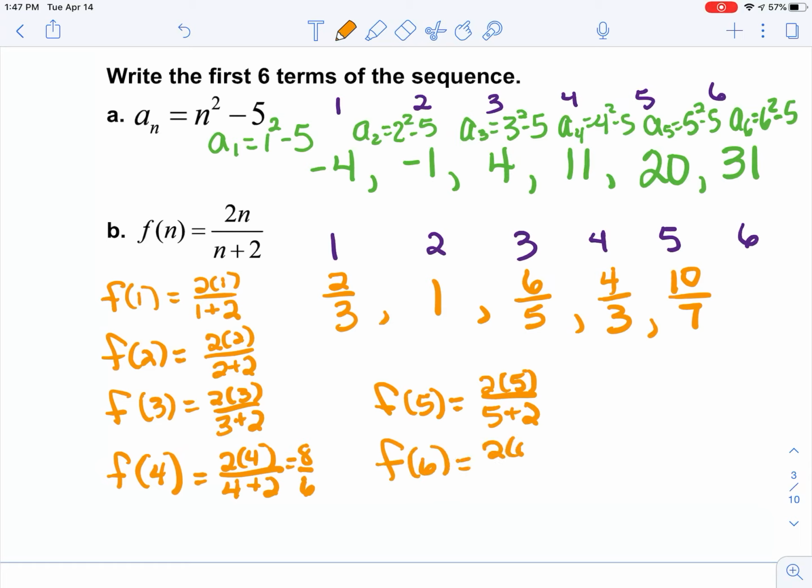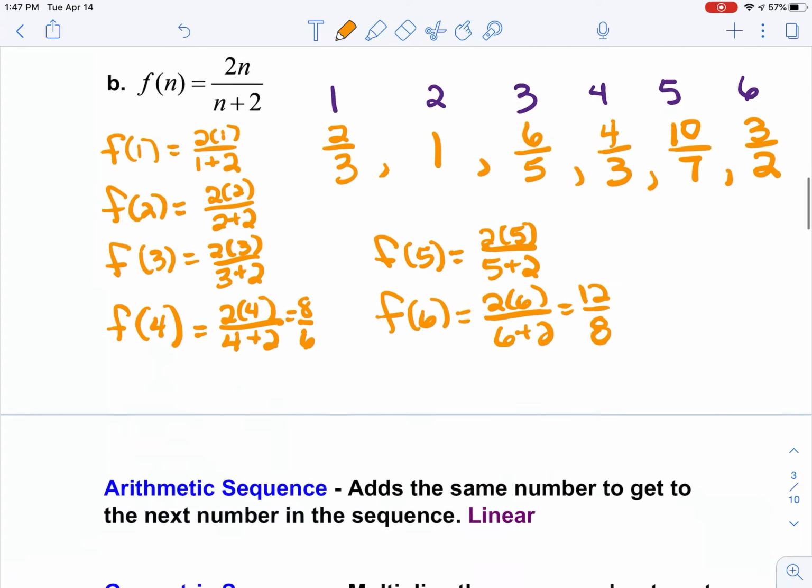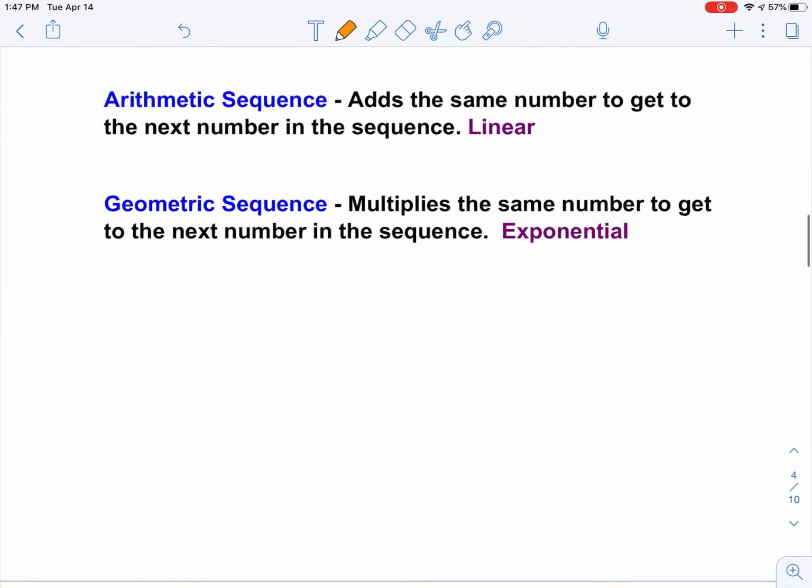And f of 6 is 2 times 6 over 6 plus 2. That gives me 12 over 8. Reduce. And my last one is 3/2. So your domain is 1, 2, 3, 4, 5, 6. Your range would be the sequence 2/3, 1, 6/5, 4/3, 10/7, 3/2. That's how we find the first 6 terms. You plug in the 1, you plug in the 2, you plug in the 3, and so on.